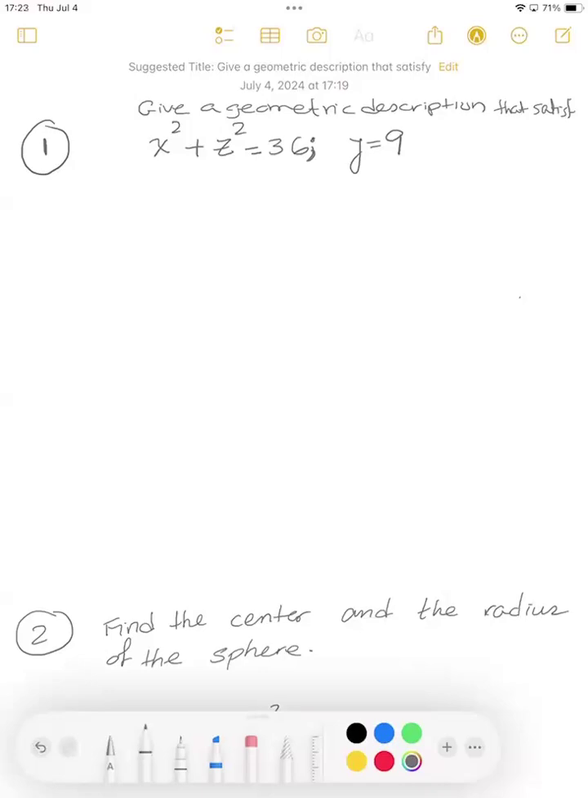36. In 3 dimensions, this equation will give you a cylinder, and that cylinder is going to be along the y-axis, and the radius of the cylinder is going to be the square root of 36, which is 6. Y is equal to 9 is going to give you the equation of a plane that is perpendicular to the y-axis. So it's going to cut through the cylinder, and it's going to be parallel to the xz plane.